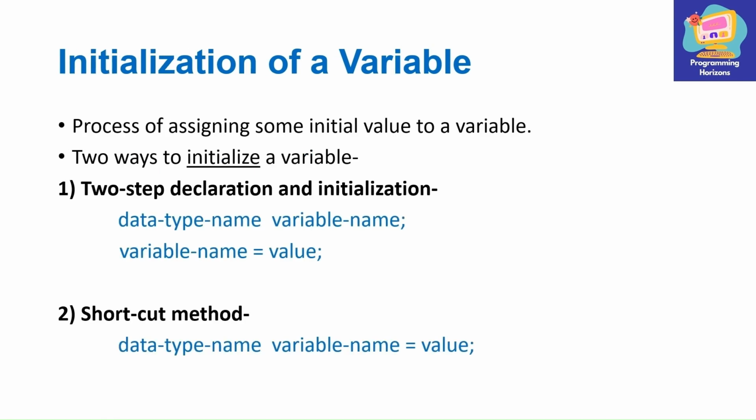Initialization of a variable is the process of assigning some initial value to a variable. There are two ways to initialize a variable. The first one is two-step declaration and initialization, where in the first line we declare the variable and in the second line we initialize it. On the other hand, we also have a shortcut method where we do declaration and initialization in a single step.